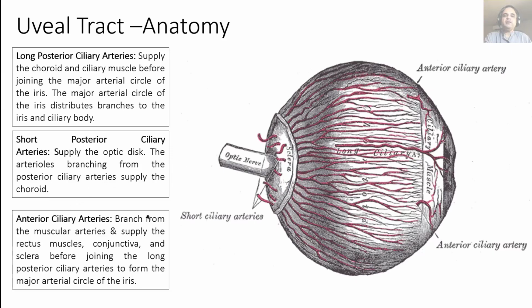The anterior ciliary arteries are basically branches of the muscular branches of the ophthalmic artery, as compared to posterior ciliary arteries, which are direct branches of the ophthalmic artery. So the anterior ciliary arteries branch off from the muscular arteries. They supply the recti muscles, the conjunctiva, and the sclera, the episclera as well. And then they join the long posterior ciliary arteries to form the major arterial circle of the iris. So this is the blood supply.